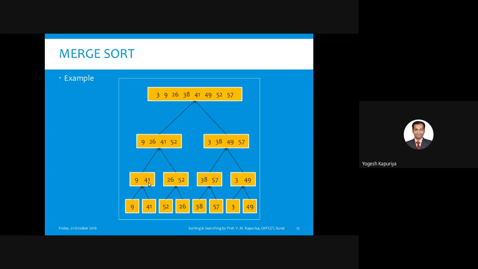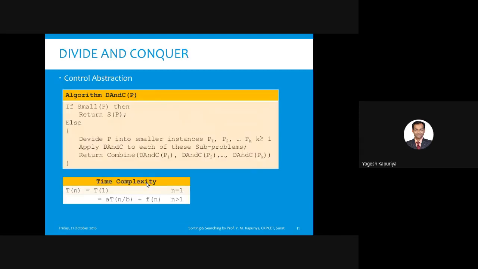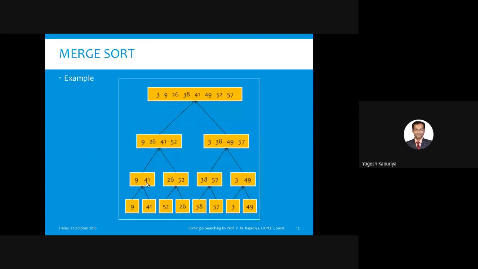Wait a minute. This is actually already sorted, so I think I should start from here. Okay, let us look at the bottom side. We have the unsorted array. Before this, I think for better understanding.